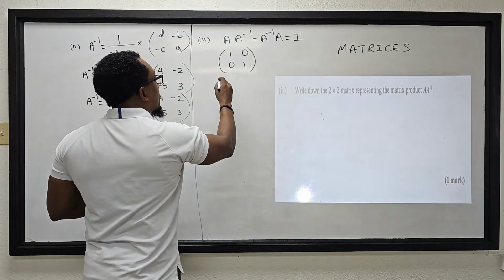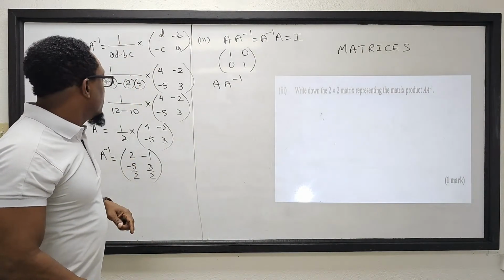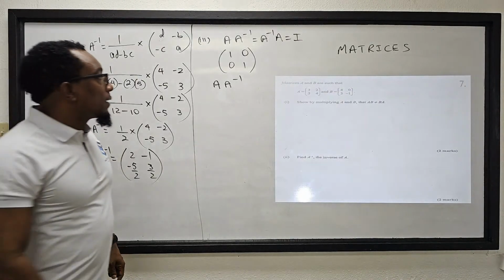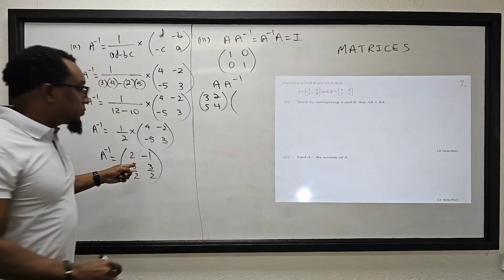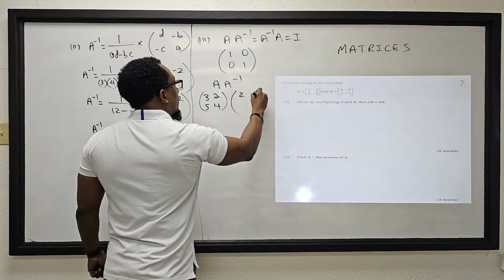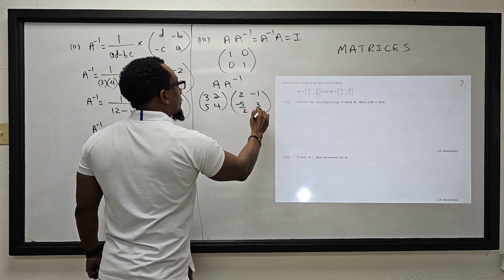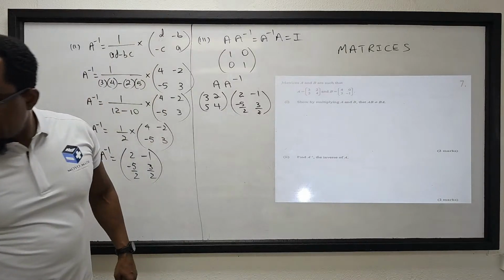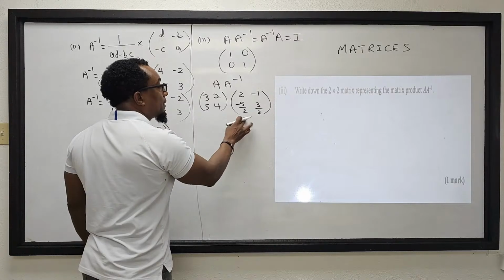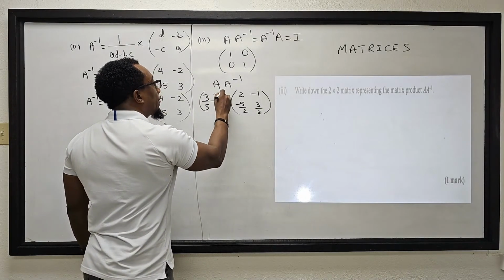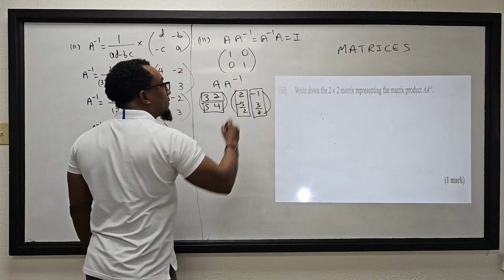So A times A inverse. Let's see if we're going to get 1, 0, 0, 1. A was 3, 2, 5, 4. A inverse is what we just got here: 2, negative 1, negative 5 over 2, 3 over 2. If you have fractions, don't let the fractions confuse you. So let's multiply to see if we're going to get 1, 0, 0, 1. They are compatible, both 2 by 2s, so we can multiply them. We're taking the rows of the first by the columns of the second.